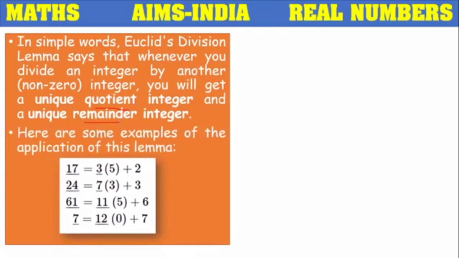Let's see some more examples. 17 is the dividend and 3 is the divisor. If we divide 17 by 3, what do we get? 3 fives are 15, plus 2 will be the remainder. 24 divided by 7: 7 threes are 21, so 3 will be the quotient and 3 will be the remainder. 61 divided by 11: 11 fives are 55, plus 6. 5 is the quotient and 6 is the remainder. 7 divided by 12: though 7 is less than 12, we can divide by 12. We take the quotient as 0. 12 zeros are 0, and 7 will be the remainder.